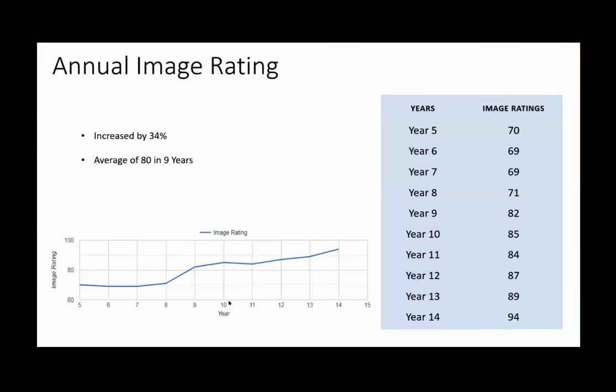The annual image rating for both UAV drones and cameras is a very competitive area where we wanted to improve, but the results were not as good as we wanted them to be, but we still made significant progress. We increased our image rating from the time we took over the project till the end of the project by 34%. And throughout every single year, from year 5 to year 14, our image rating averaged 80, which I think is a very reasonable image rating.